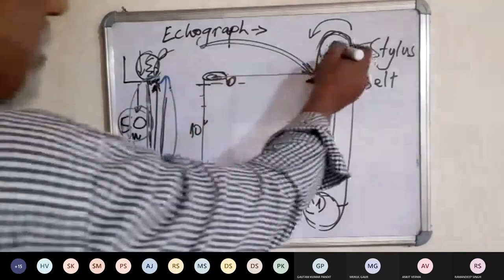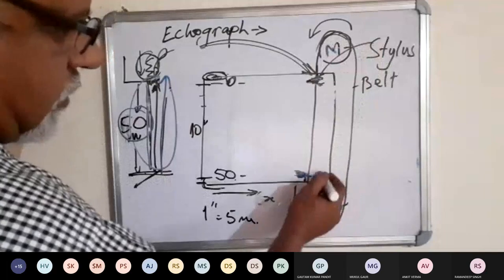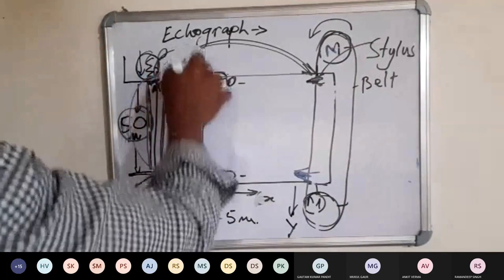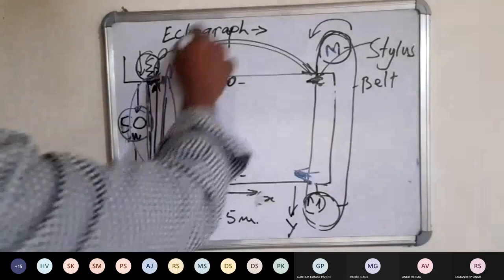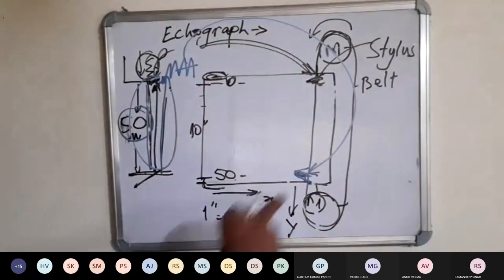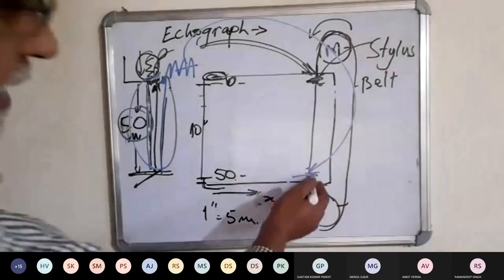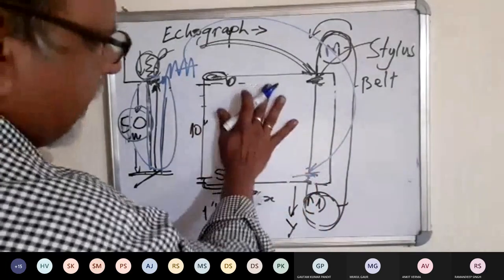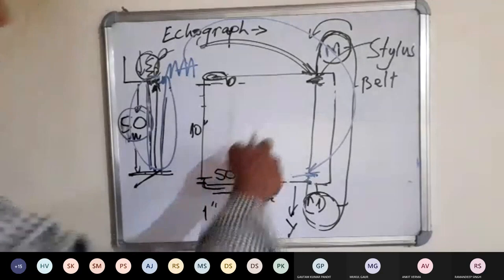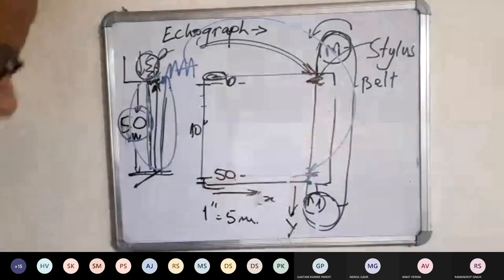By then, because the motor was operating, the stylus is going down, it must be reaching here. When the signal is converted and given to the stylus, it was at this point. The stylus becomes hot and this heat is transferred to the paper here. This is a special type of paper which, when heated, becomes black.